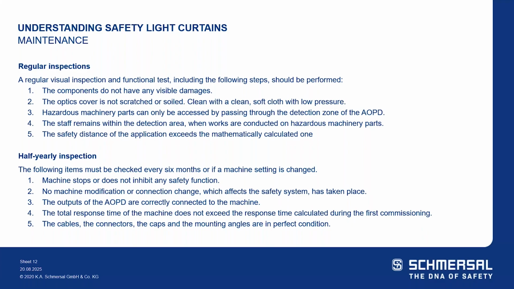Check that any hazardous machinery parts can only be accessed by passing through the detection zone of the light curtain, grid, or beam, that the staff remains within the detection area when works are conducted on hazardous machinery parts, and that the safety distance of the application exceeds the mathematically calculated one. There is also a half-yearly inspection, where every 6 months you should check that the machine stops or does not inhibit any safety function, and that no machine modification or connection change, which might affect the safety system, has taken place.